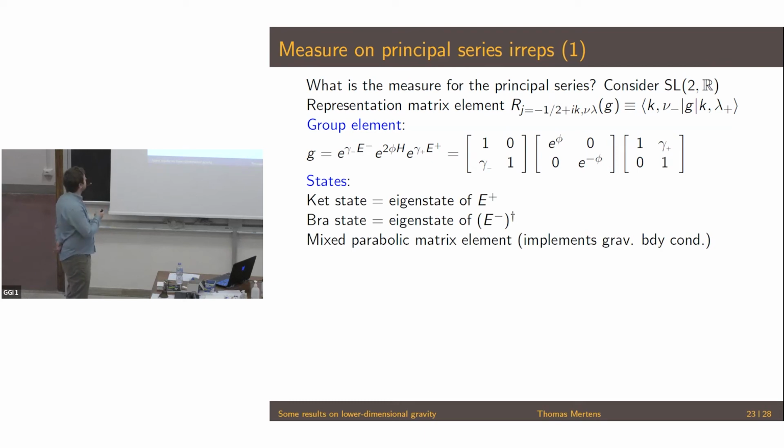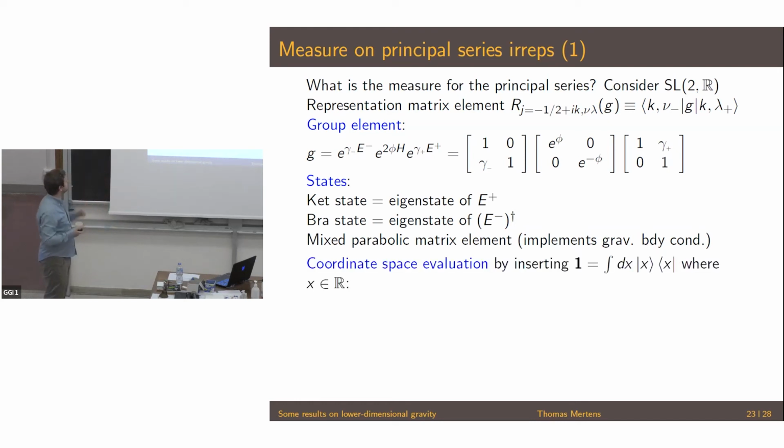So this is a matrix element for which the bra and the ket are eigenstates of a parabolic generator. So it's a parabolic matrix element, but bra and ket are eigenstates of different parabolic generators. So we call it a mixed parabolic matrix element. This also physically is the thing you need to do to implement the gravitational boundary conditions, but that's not the perspective that I want to be doing here. Here I just want to do a pure calculation of this measure, this Plancherel measure in these representations, starting with these matrix elements. So how do you evaluate it?